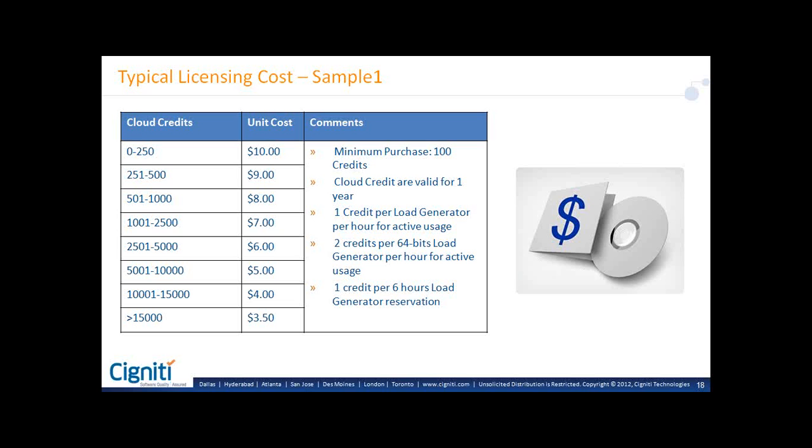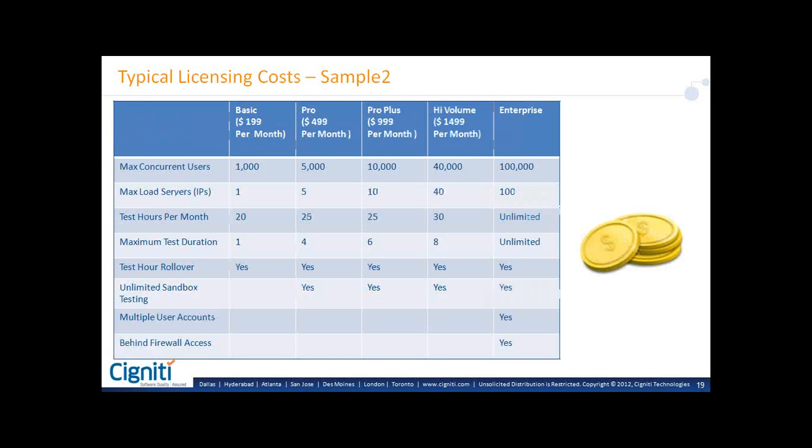So most clouds basically work on these three factors: how powerful a machine you are using, how many machines you are using, and how many hours you are running them for the performance testing. Your cost depends on these three factors. The models can differ, but ultimately the cost depends on these three factors. So this is one sample cost.